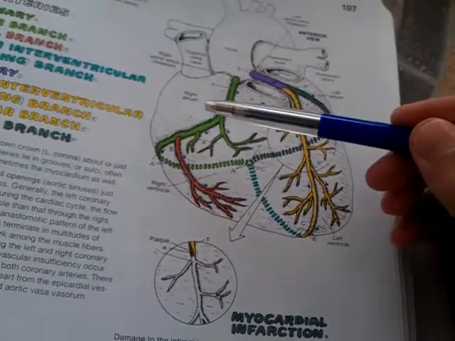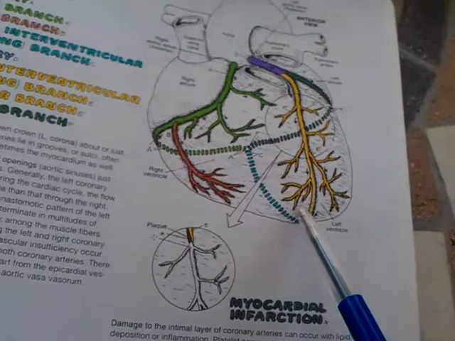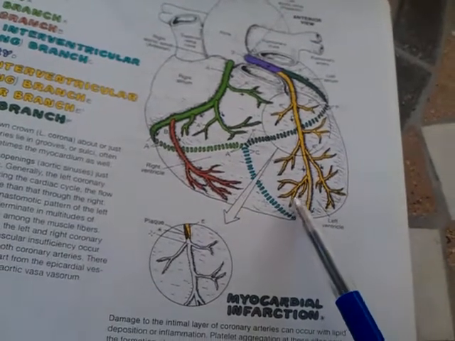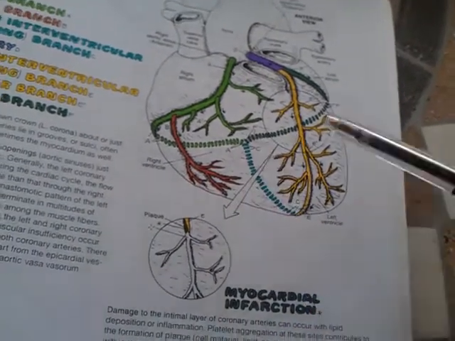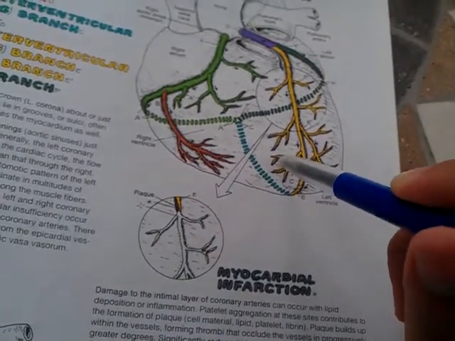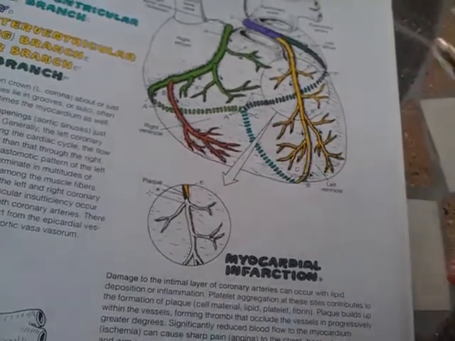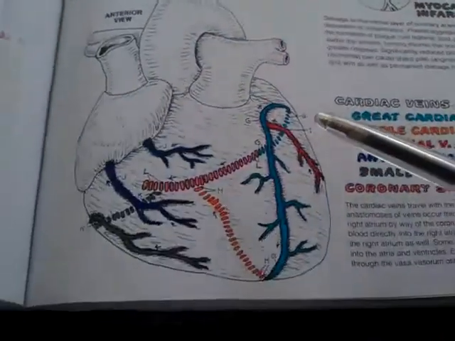And these supply the right atrium, the right ventricle, the dorsal 1/3 of the septum, and the adjacent part of the dorsal wall of the left ventricle, and the posterior papillary muscle in the left ventricle, and also the papillary muscles in the right ventricle. Then we have the veins of the heart.